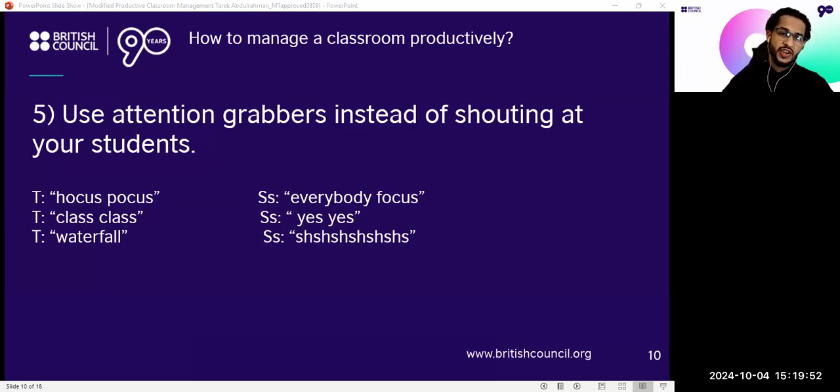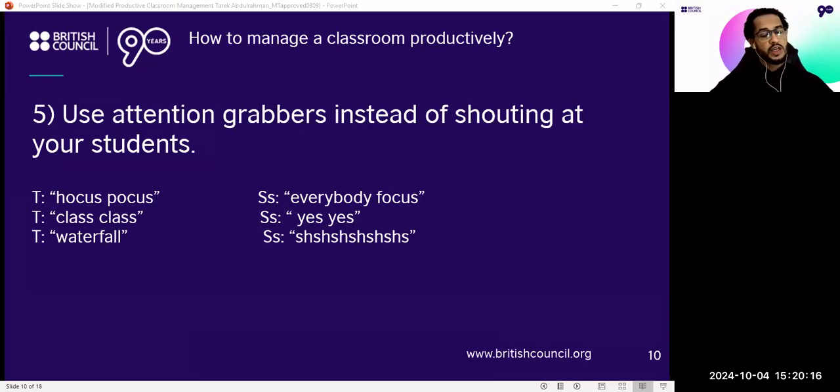Because some teachers keep shouting and yelling at students, which is not effective at all. Instead, we can use attention grabbers. These are like mutual utterances. And the word mutual is important here because students have a role to play. You need to teach these attention grabbers, or one of them at least, to students since the beginning of the year.